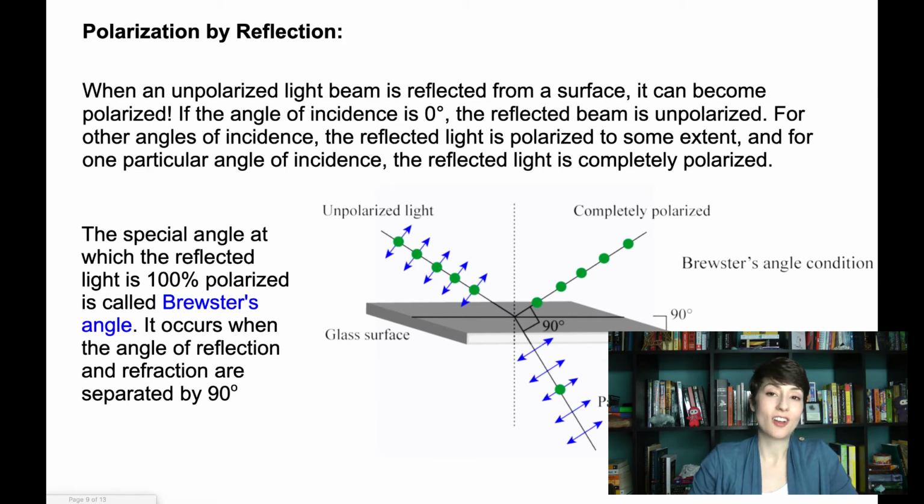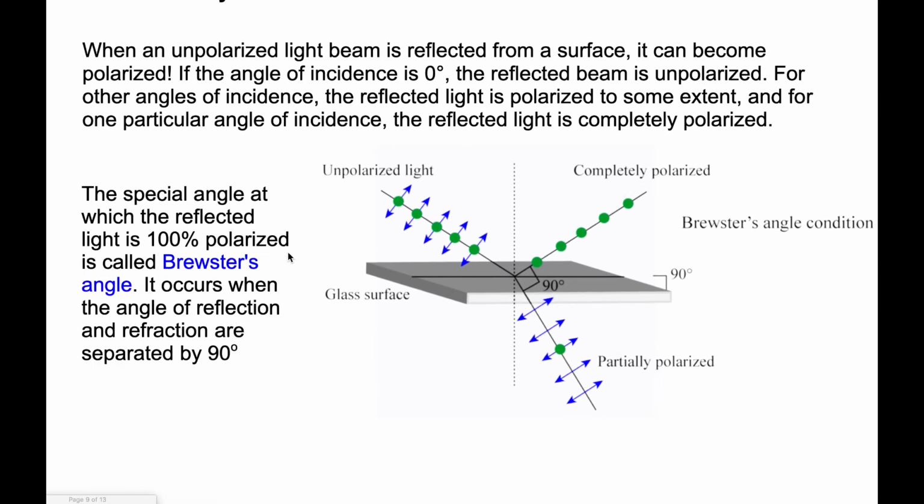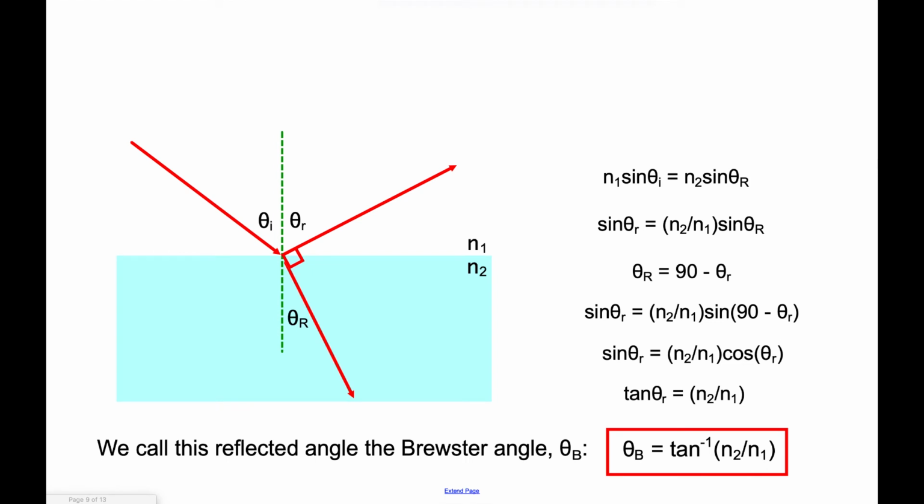That special angle is called the Brewster angle. The Brewster angle occurs when the angle of reflection and the angle of refraction are exactly 90 degrees apart. That's the Brewster condition. Let's take a look at where that comes from using Snell's law. Here's Snell's law right here. If we make a quick rearrangement and substitution, since we know the angle of incidence is equal to the angle of reflection, we can come up with this relationship.